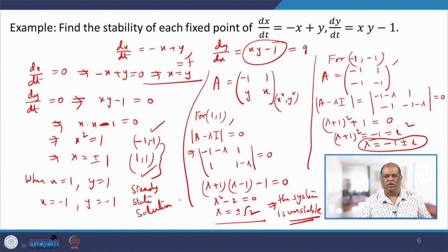I specifically chose this example to show what happens when the value of lambda is imaginary. In that particular case, you have to look at the real part. If the real part is negative, then your system is stable. If your real part is positive, then your system is unstable. So, in that particular case, the system is stable at the point minus 1, 1. And as I told you before, we have more classifications on this stability, which we will be learning later.